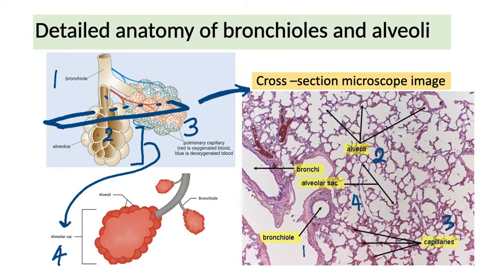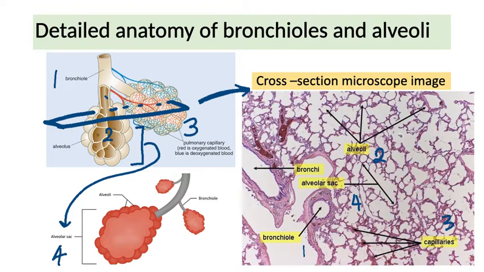Under the microscope, the cross-section will look like the picture on your right on the slide. So you can see that this alveoli, number 2, looks like curvy lines that create bubbles under the microscope. And you can see the bronchi that looks like a big pipe here, and the bronchioles you can see as smaller pipes or circles, right? And the alveolar sac, number 4, you can see that it is actually one big collection of alveoli. And you can also see capillaries.